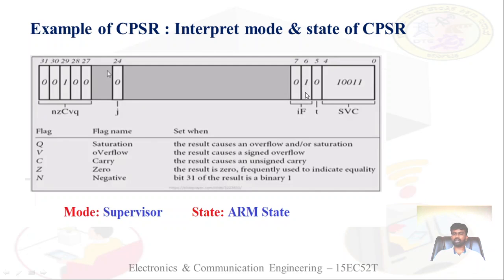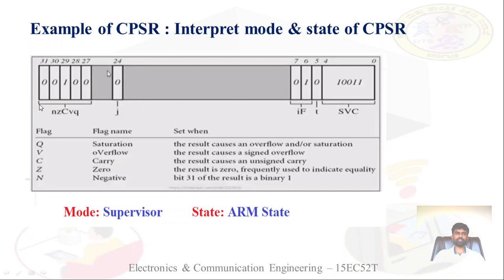F is equal to 1, that means it disables the FIQ request. Similarly, there is a Jazelle state. When J is equal to 0, it depends on the T bit, whether ARM state or Thumb state. When J is equal to 1, the processor operates in the Jazelle state.